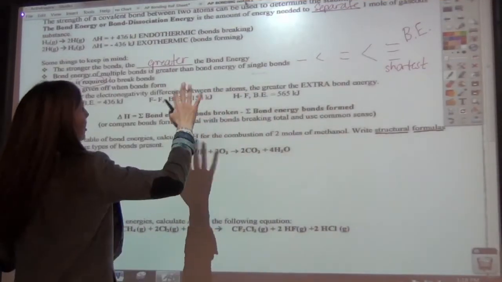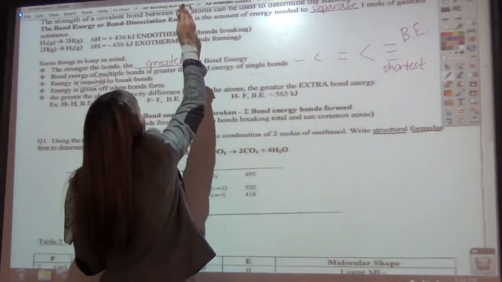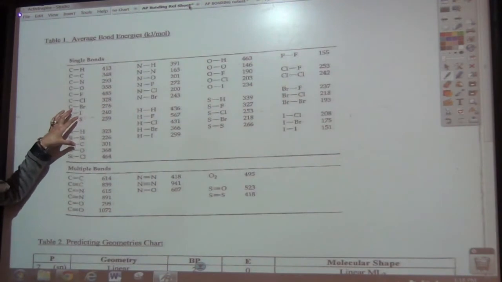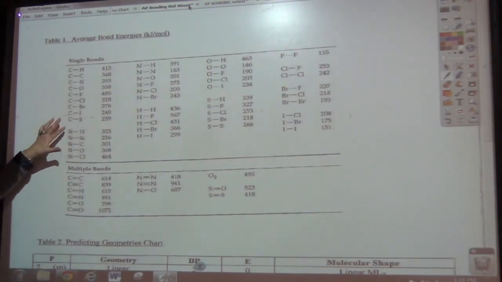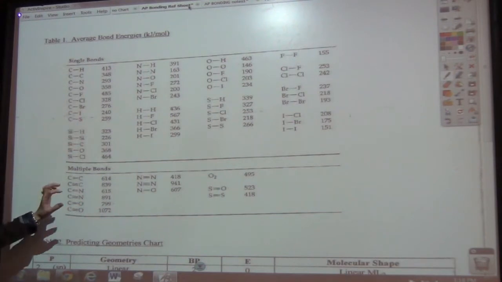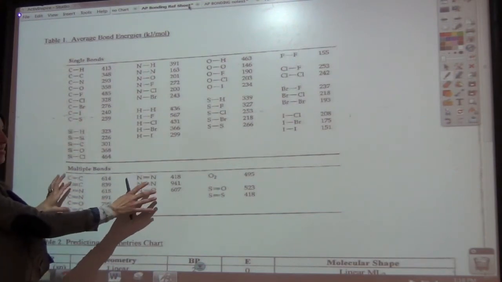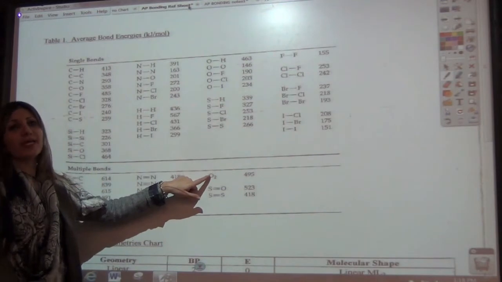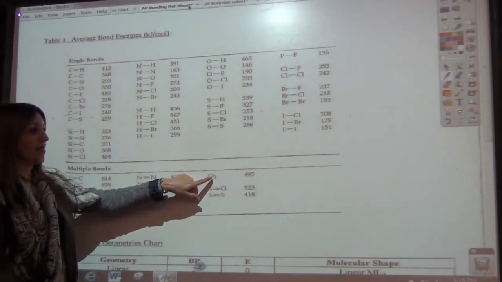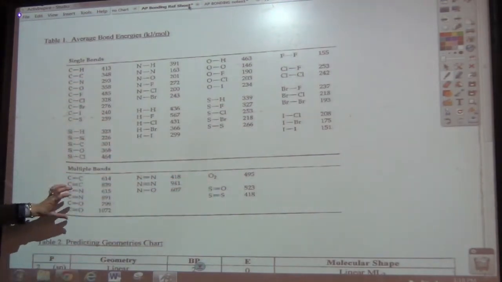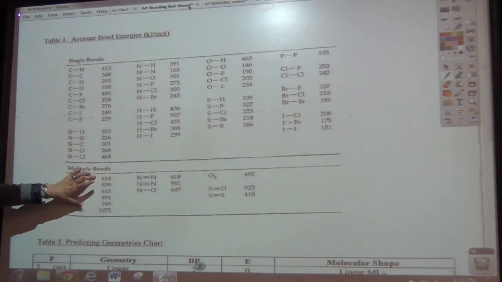Okay, so there is a chart, and I'm going to just refer you to this chart real quick. This chart has different bond energies on it. What you're going to do is find the type of bond. It is split so that it's got single bonds, and double bonds and triple bonds are down here. Oxygen, O2, is a double bond, and that's right there. So these are all the single bonds, and then the doubles, the multiple bonds, are down in this box.